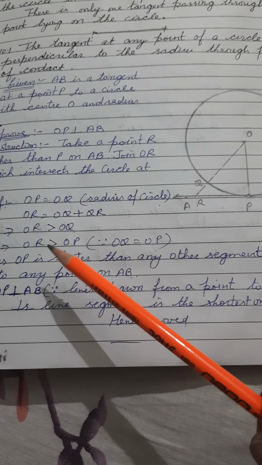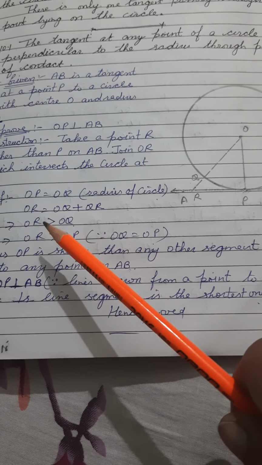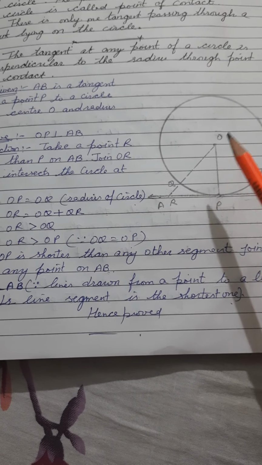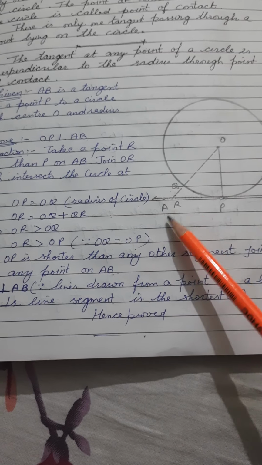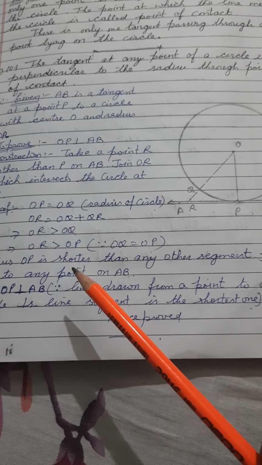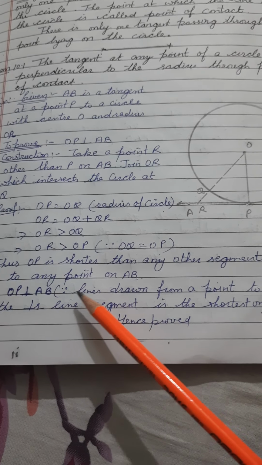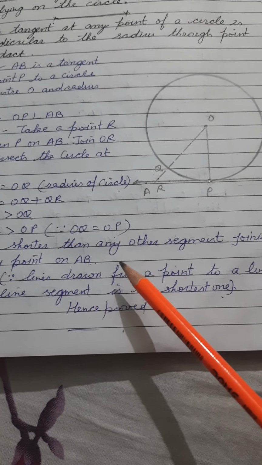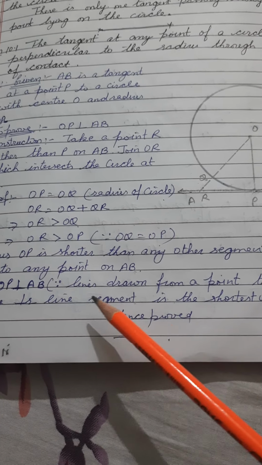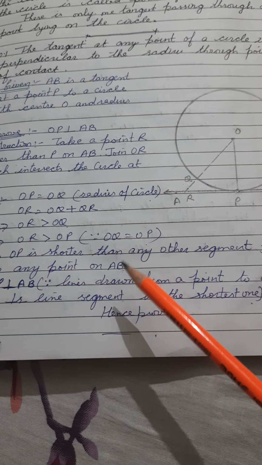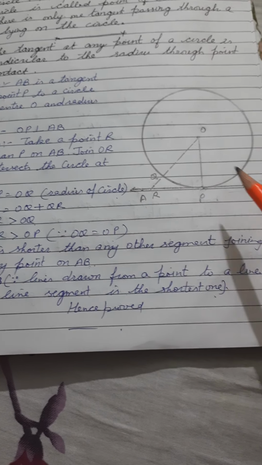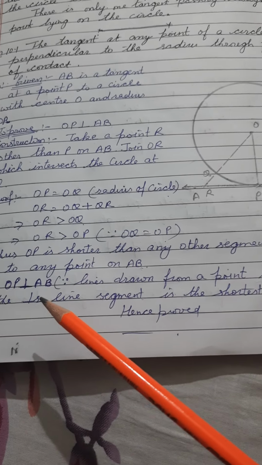We have done by now: OP is equal to OQ, OR is equal to OQ plus QR. OR is greater than OQ, means OR is greater than OP because OQ is equal to OP. Thus OP is shorter than any other segment joining O to any point on AB. From all those line segments, OP is the shortest one.